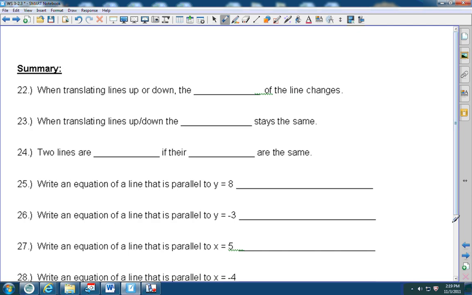Now, in summary, when translating lines up or down, the y-intercept of the line changes. When you're moving them up and down, the y-intercept changes. When translating lines up and down, the slope stays the same. Two lines are parallel if their slopes are the same.